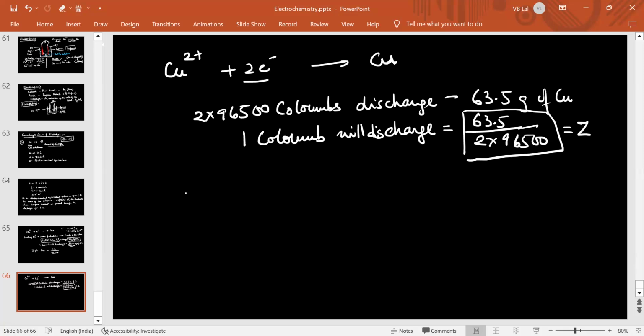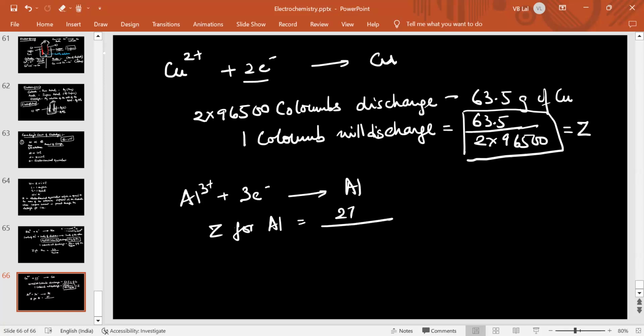Now supposing it was aluminium, Al3+, then how many electrons would I need? I would need 3 moles of electrons to discharge 1 mole of aluminium, right? So how would I write the same reaction? Z for aluminium, you can write easily. Z for aluminium will be equal to 27, the molar mass of aluminium, divided by 3 into 96500.